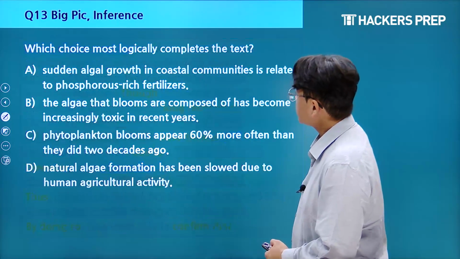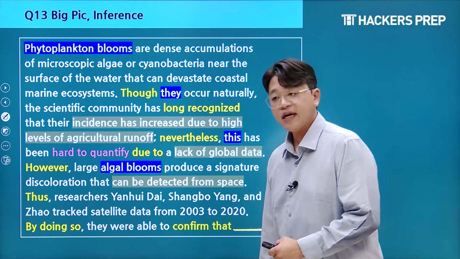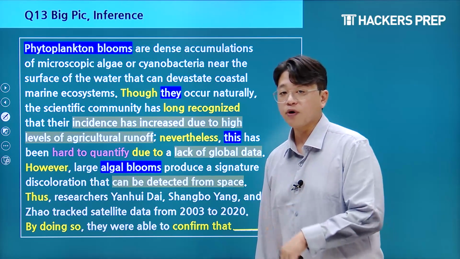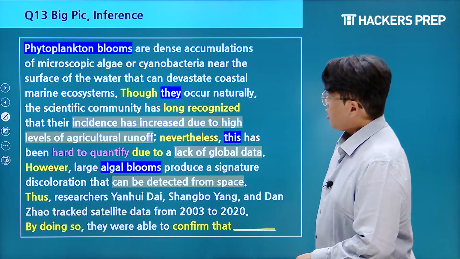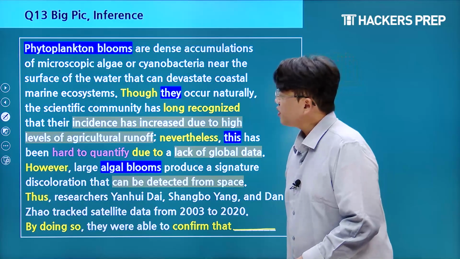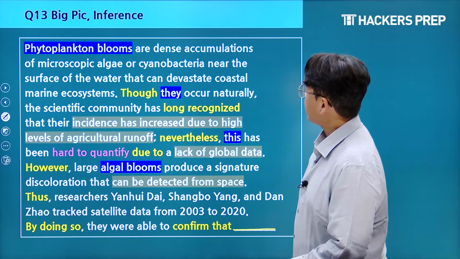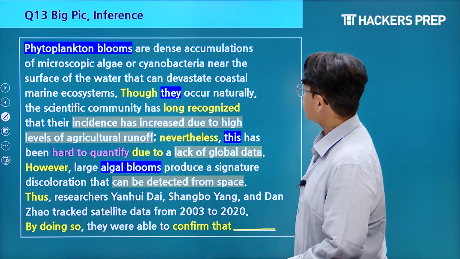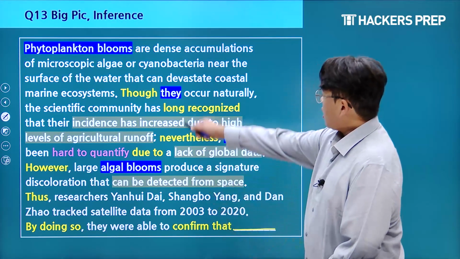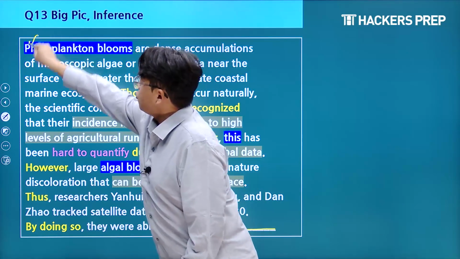Number 13. Whenever you see a blank at the end, see to it that you understand what you need at that last part: a conclusion, a reason, or supporting evidence. Okay? All right, so to start from the question, we're looking to logically complete this passage. Phytoplankton blooms are dense accumulations of microscopic algae or cyanobacteria near the surface of the water that can devastate coastal marine ecosystems. All right, so it's something bad, right? Though they occur naturally, so now we have identified the topic, phytoplankton blooms.